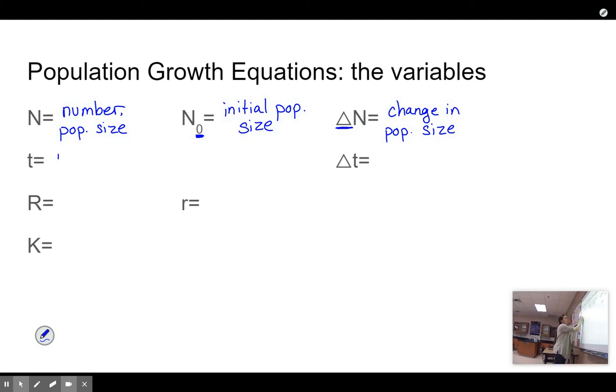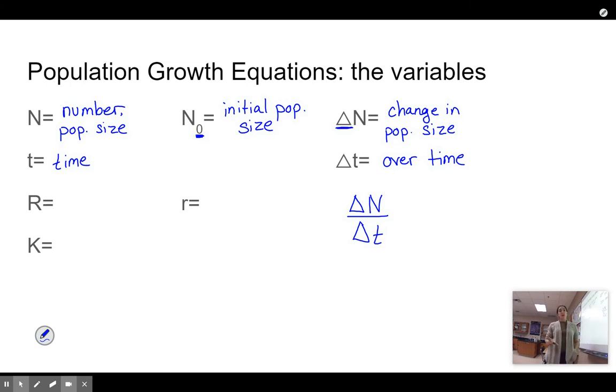The lowercase t, of course, stands for time. That's something you've probably seen before. And over here we have delta t. So that's a change in time, or you can think of it as over time as time passes. So what we're going to be calculating in most of the equations today is the change in population size, delta N, over delta t, over time. Change in population size over time.